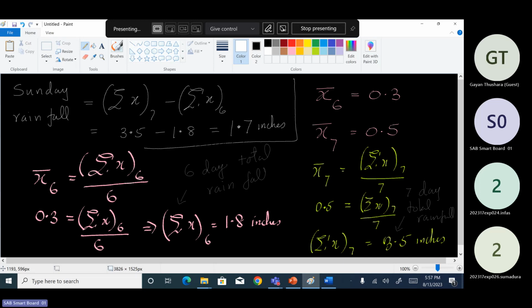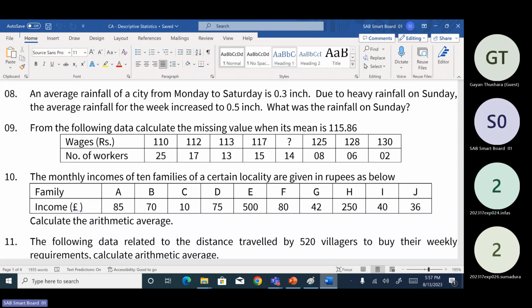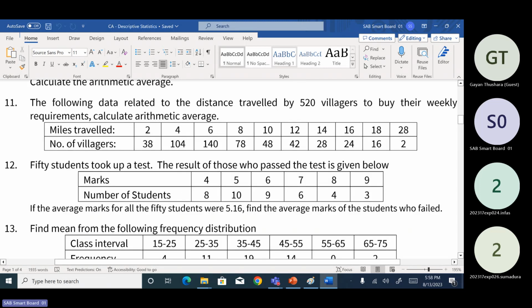So question number 9 is a missing value problem, something similar to what we discussed. This is a normal problem, a direct problem. Calculate the arithmetic average. Arithmetic average means the mean, the normal mean. Same thing, right? For frequency data, the mean of frequency data. This is a good one.